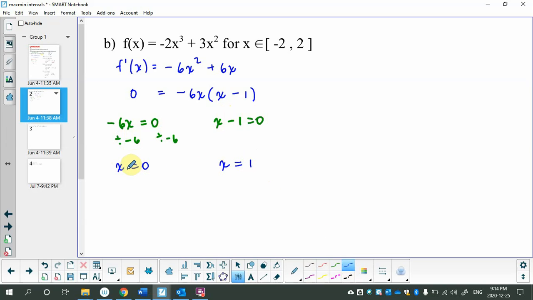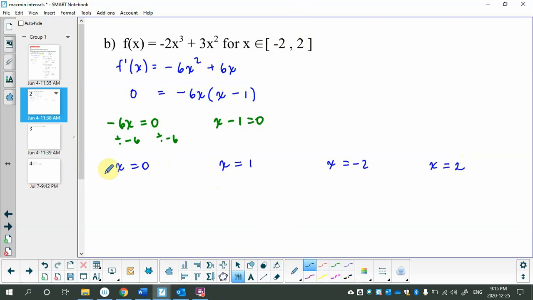Now, I'm going to have to test 0, I'm going to have to test 1, I'm going to have to test -2, and I'm going to have to test 2, and then I'll have to figure out where my highs and lows are, my maximums and minimums. Having said that, if I end up with values from my work that are not between x equals -2 and 2, you don't have to test them because it's outside of your window.